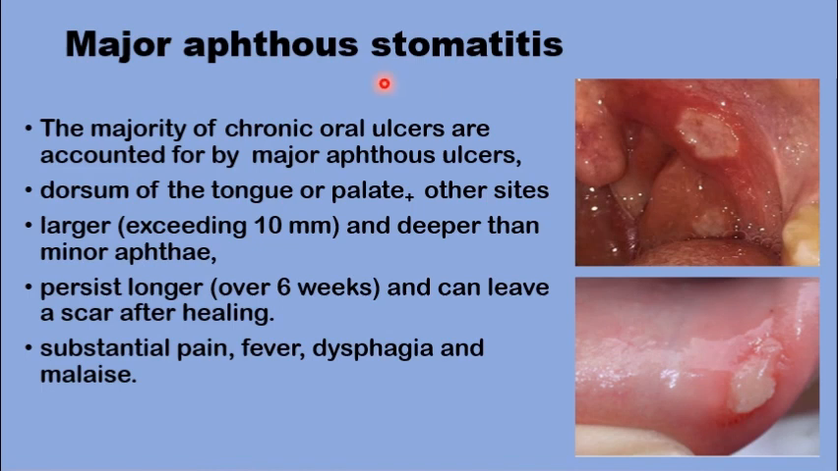With major aphthous stomatitis, in fact, the majority of chronic oral ulcers are accounted for by the major aphthous ulcers. They are different from the much commoner minor aphthous ulceration in that they can affect keratinized and non-keratinized areas like the dorsum of the tongue or the palate and other sites in the oral cavity.